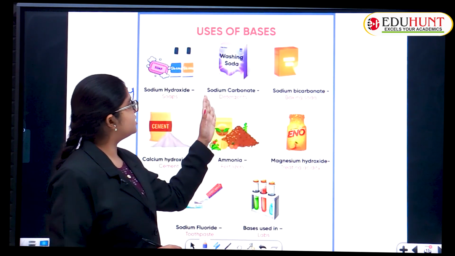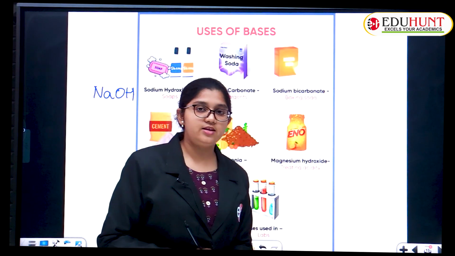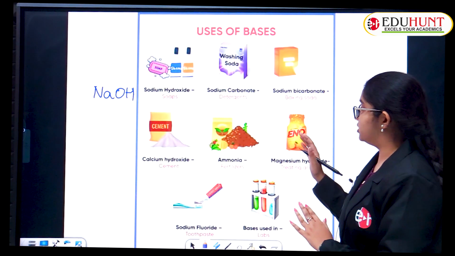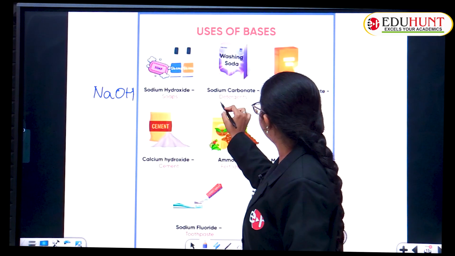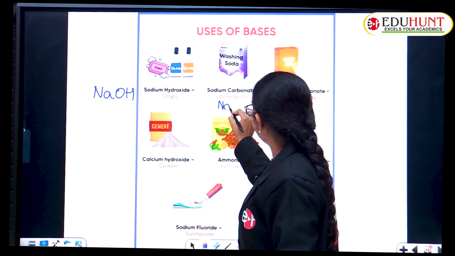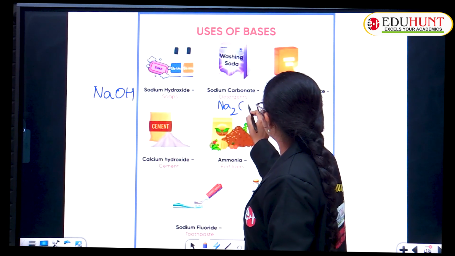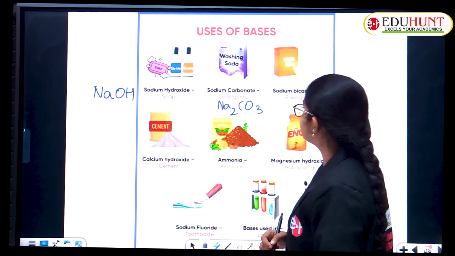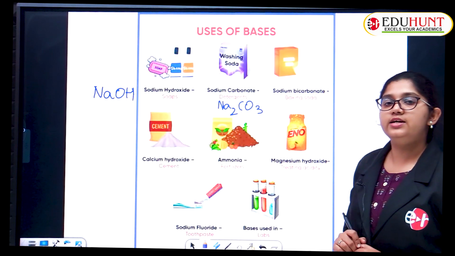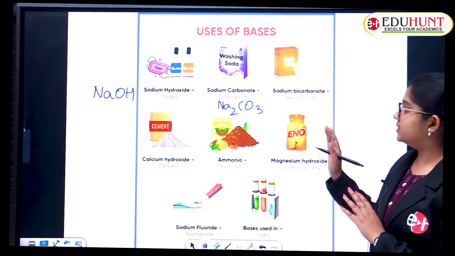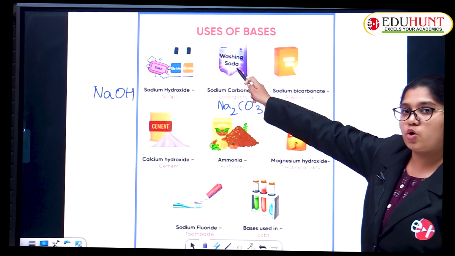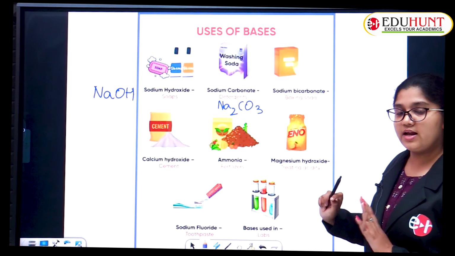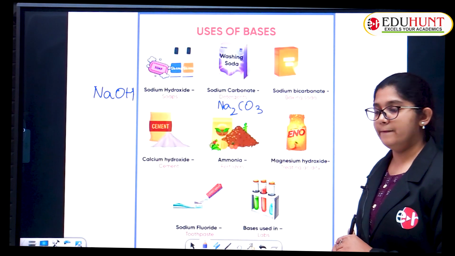Next one is sodium carbonate, which is used in detergents. The formula for you is Na2CO3. Sodium carbonate is used in detergents. Yes, the washing detergents, like that. Sodium carbonate, Na2CO3, is also a base.